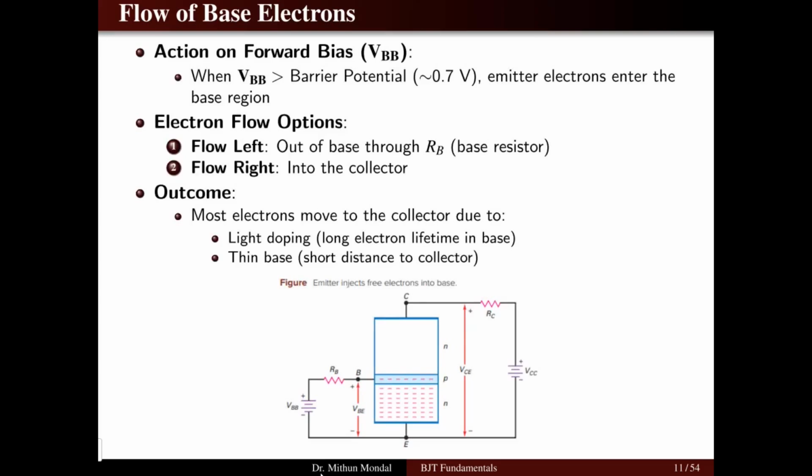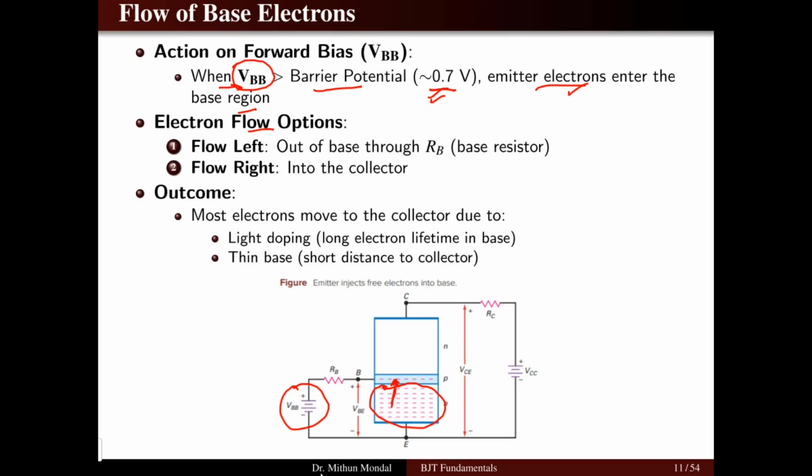Now the flow of base electrons. The emitter, which is heavily doped, passes the electrons to the base, and the source that we have connected in the base, VBB, if this source is greater than the barrier potential, which is 0.7 volt for a silicon transistor, it will emit the electrons into the base region. So the first criterion that has to be obeyed is that the potential we apply in the base should be more than 0.7 volt. Then only the electrons will flow from the emitter to the base.